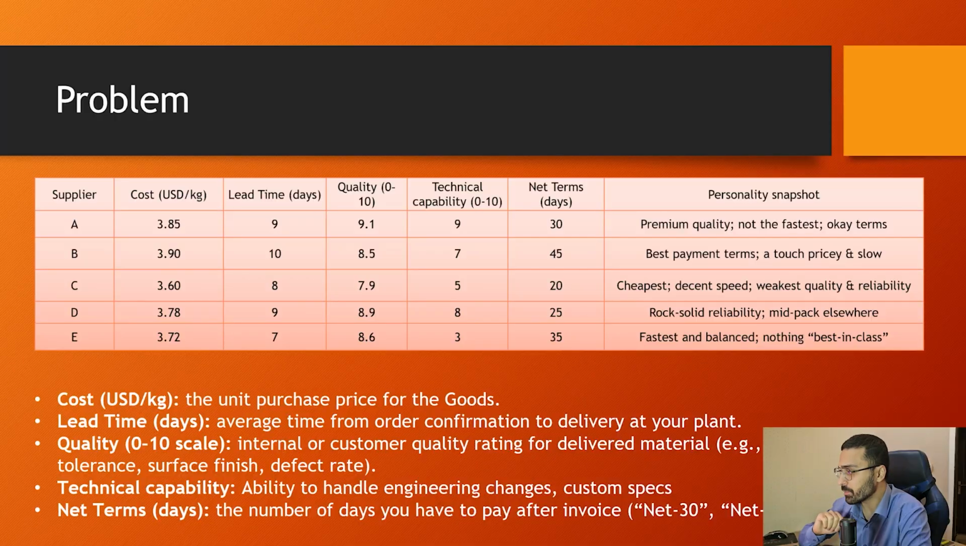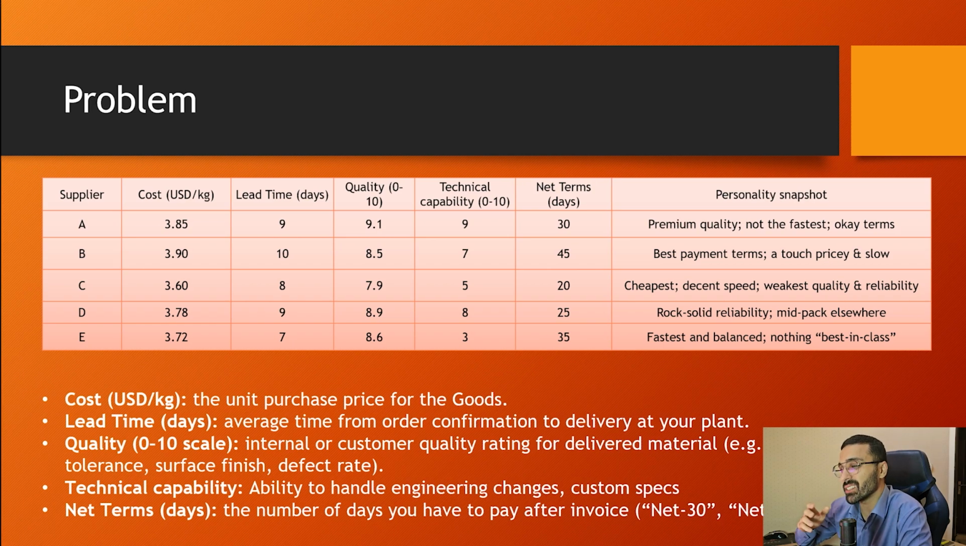Let's start. We have 5 different suppliers and 5 different criteria. Let me show you a brief about today's problem. The first criterion is cost, which is the final price that we are going to pay in order to get the goods from the supplier. So as this becomes lower, it is better for us. We are looking for the lowest cost possible, or maybe avoiding the highest prices.